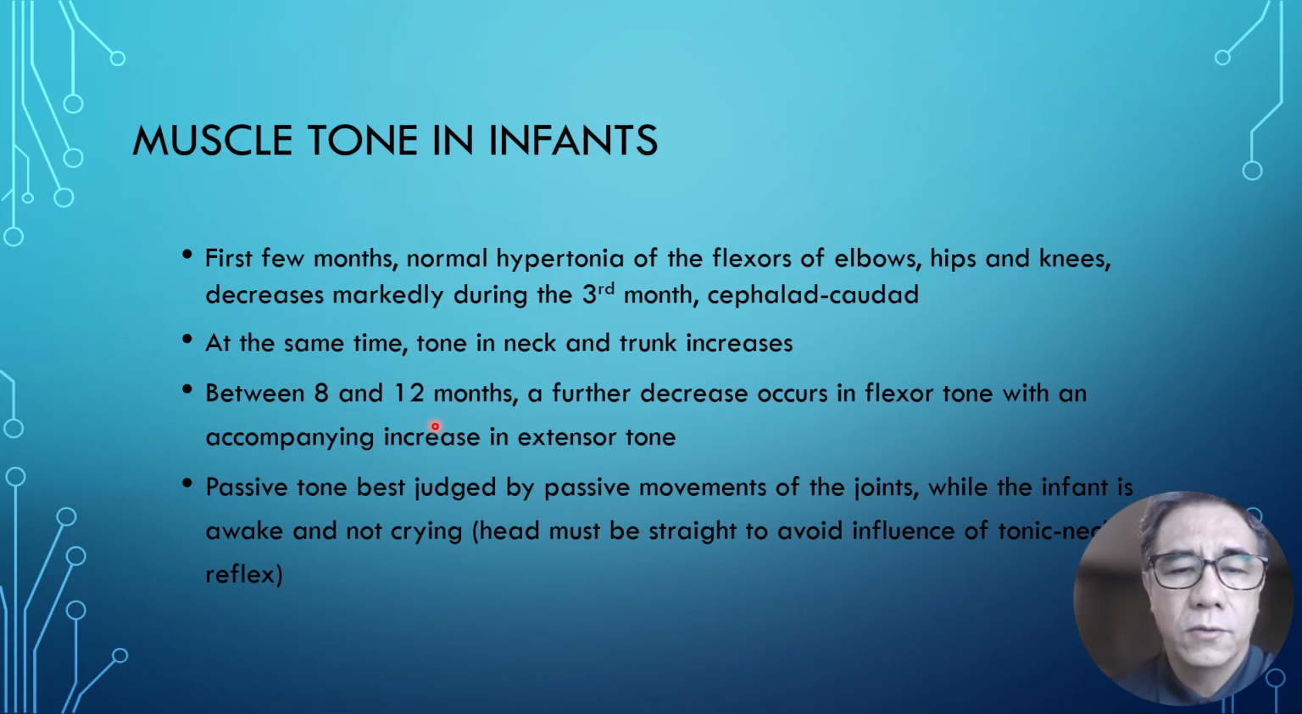And by 8 to 12 months, further decrease in flexor tone of the extremities is accompanied by an increase in the extensor tone of the trunk. So passive tone is best judged by passive movement of joints while the patient is awake and not crying, with the head straight in midline to avoid influence of the tonic neck reflex.